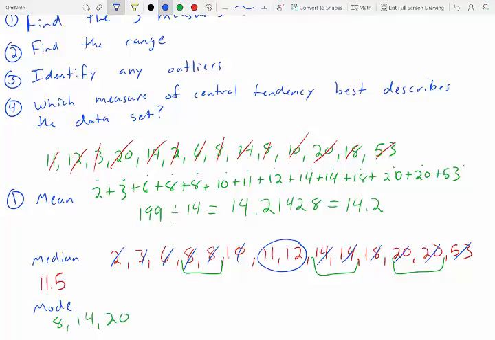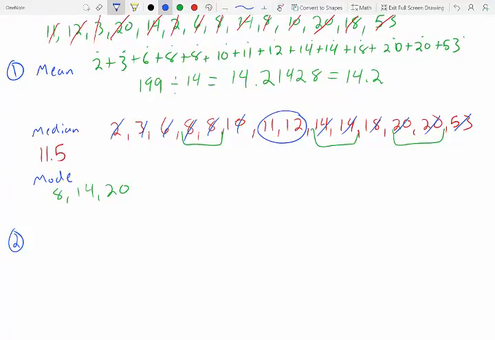The next part is to find the range. The range is my largest value minus my smallest value. So my largest value is 53. My smallest value is 2. So my range is 51.